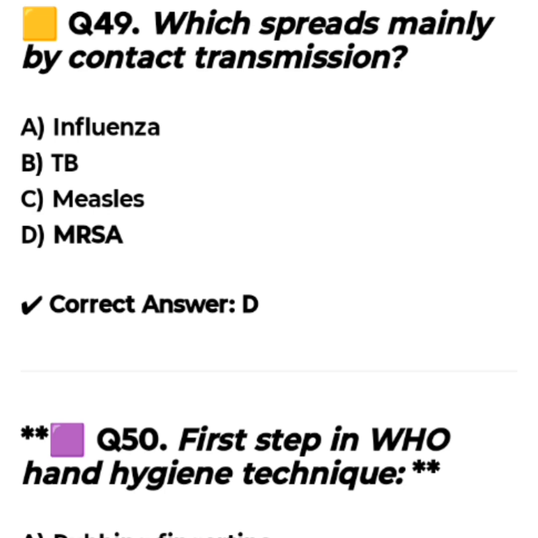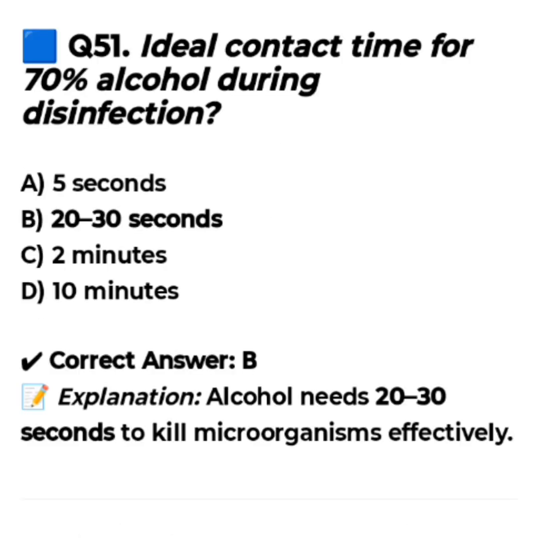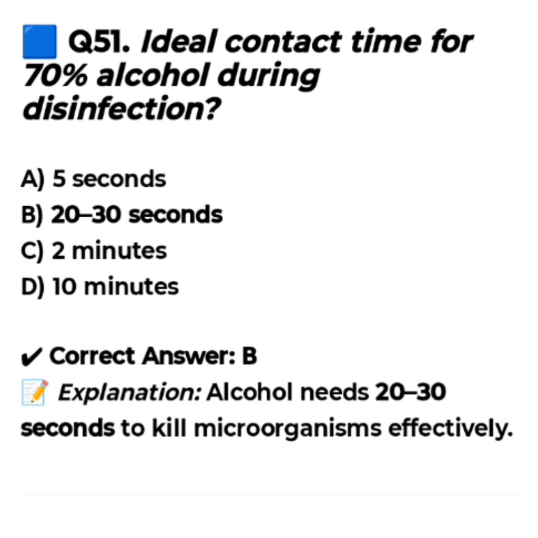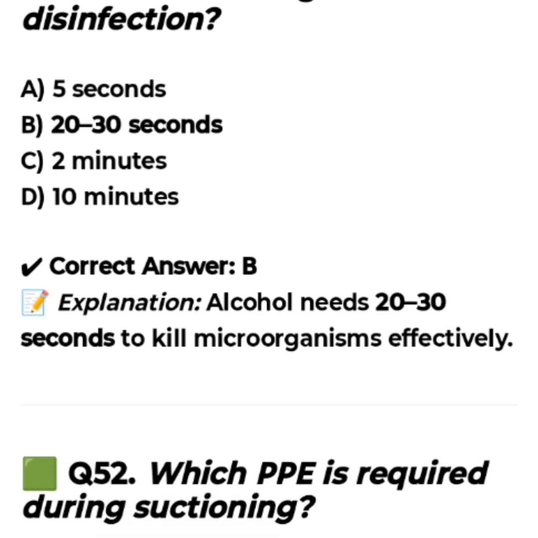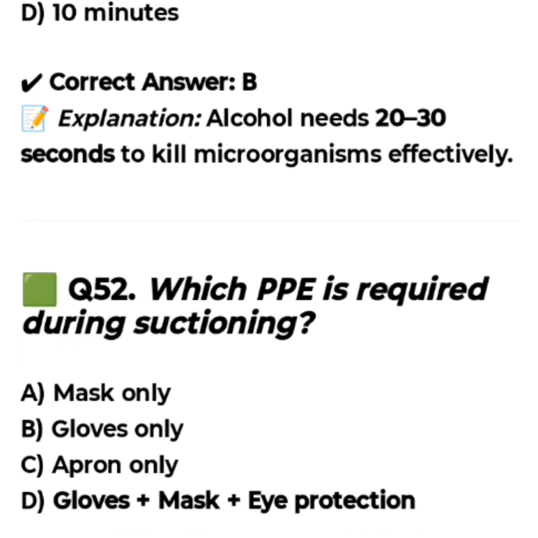Methicillin resistant Staphylococcus aureus. First step in WHO hand hygiene techniques. The correct answer is option D. Apply enough product to cover hands. Okay. Ideal contact time for 70% alcohol during disinfection. The correct answer is option B, 20 to 30 seconds. Alcohol needs 20 to 30 seconds to kill microorganisms effectively.